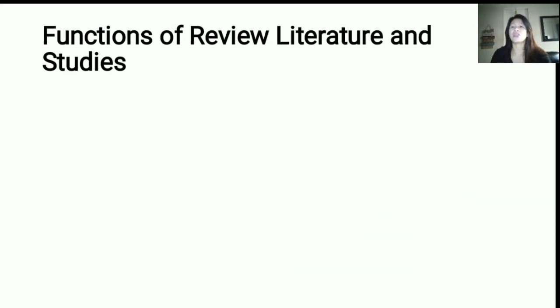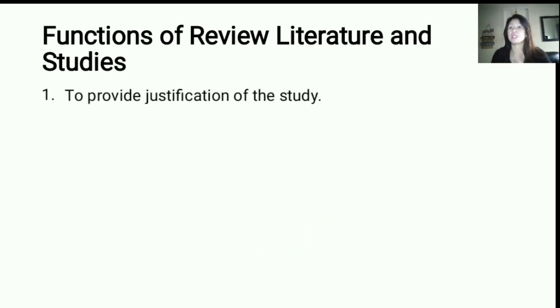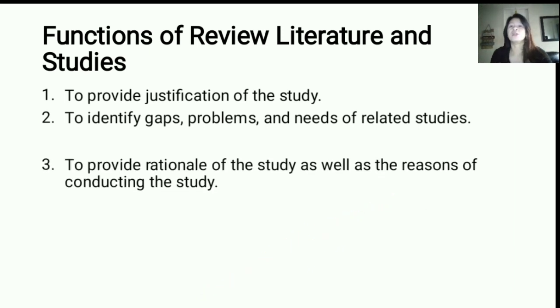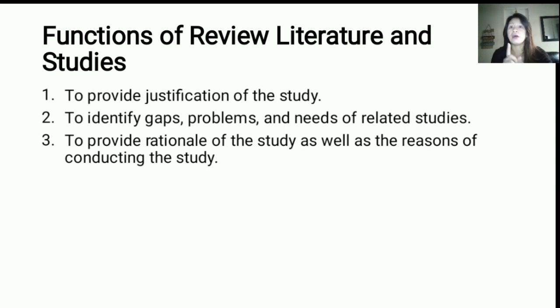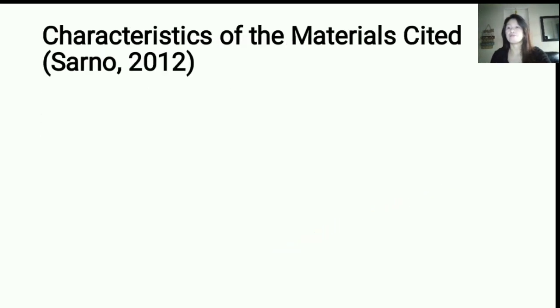So in summary, what are the functions of doing a review of related literature and studies? Number 1, to provide justification of the study. 2, to identify gaps, problems, and needs of related studies. 3, to provide rationale of the study as well as the reasons of conducting the study. And number 4, to have basis that will be used to support findings of the study.